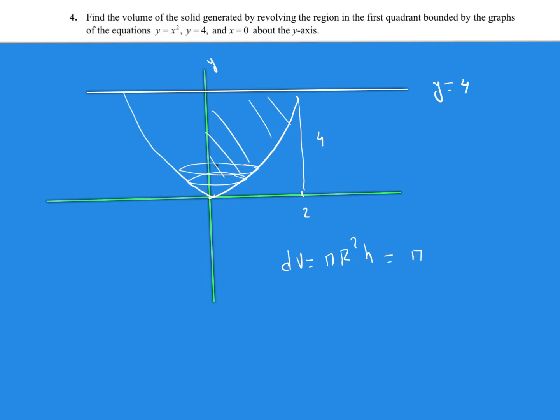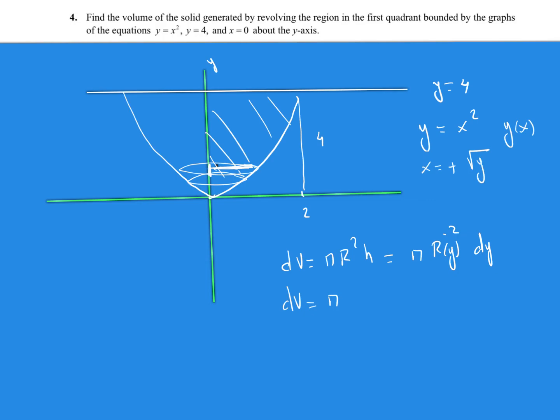R squared is the radius squared, this radius. The radius squared is x squared. If you prefer, I will put r of y, the radius that exists at the height y. r of y squared times the h. The h is this h, dy. So the small volume will be pi r squared, but y is equal x squared. So this is y of x, but I want x of y. So x equal plus square root of y.